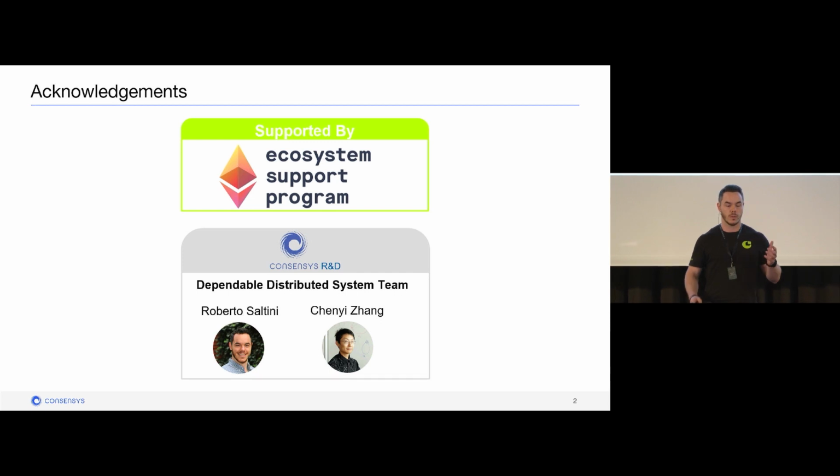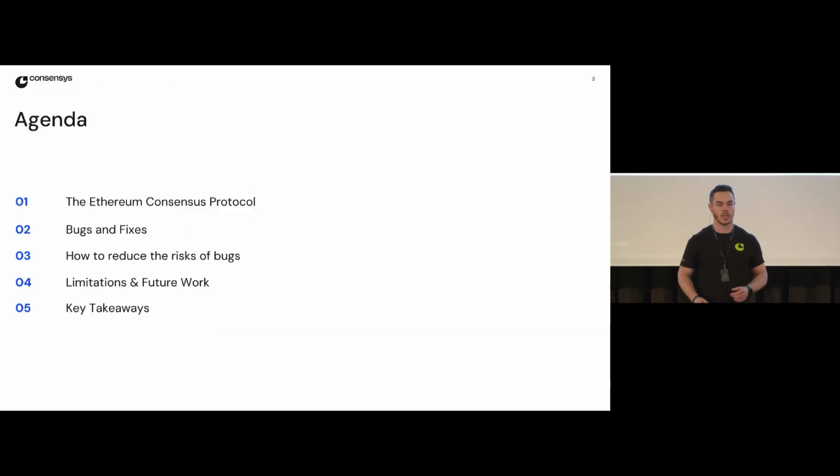A quick overview of the agenda today: we will provide a few basic concepts about the Ethereum consensus protocol that we will need to understand some of the bugs that we have identified and the fix that we have applied. Then we'll discuss the bug discovery and fixing process, and how it can be improved. We'll go over some limitations of our approach, future work, and we conclude with key takeaways.